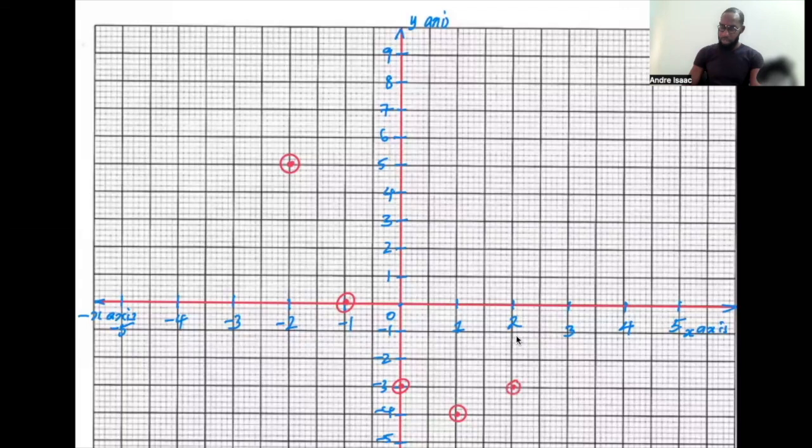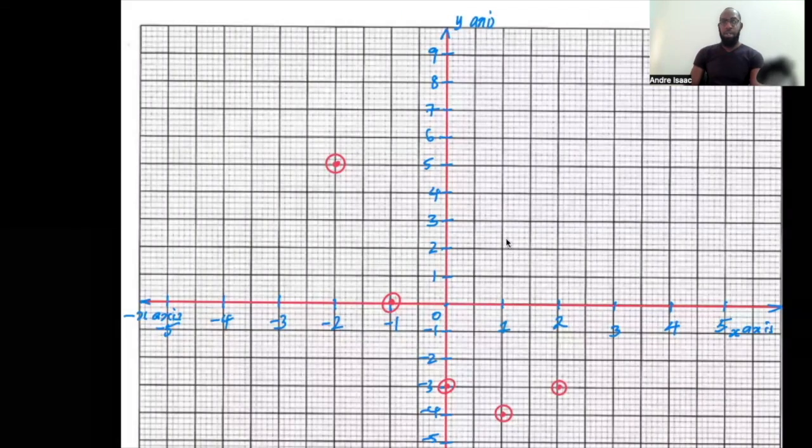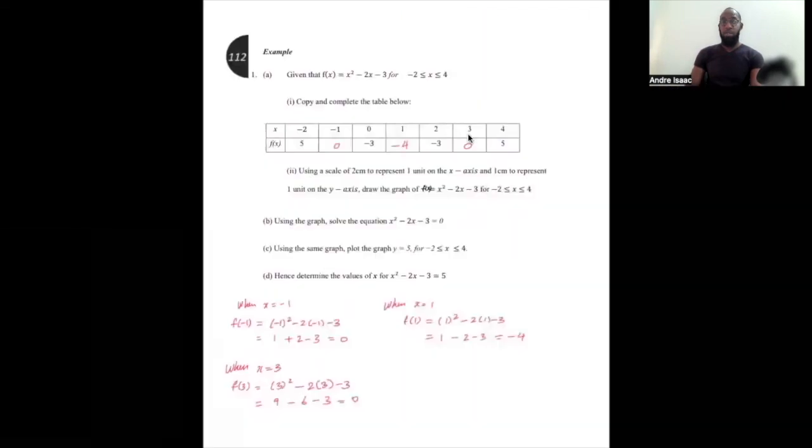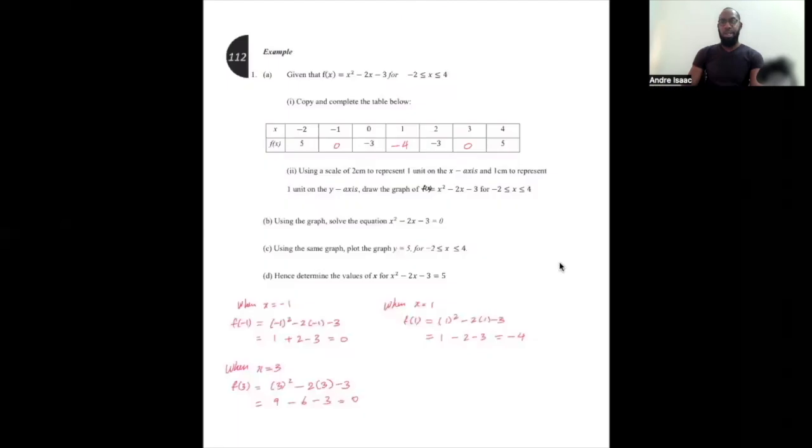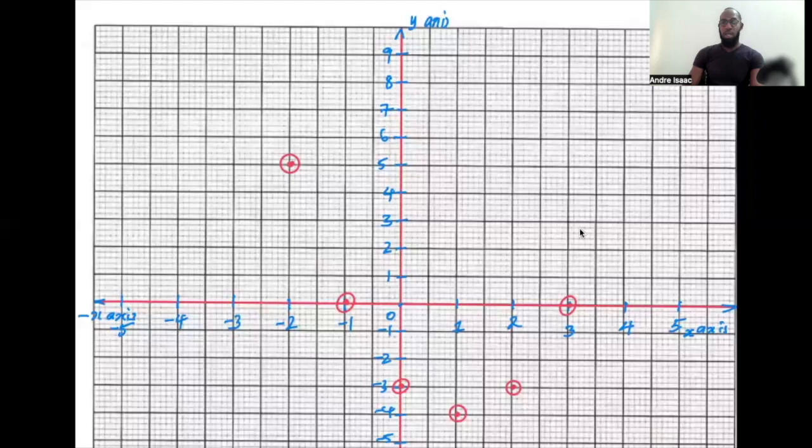You're supposed to have the hang of it by now. 3, 0. So you're looking for 3, and you're not going up or down. 0 is on it. So 3, 0 is right there. Put a circle so you could easily identify your point. 4, 5. So 4, and we're going up to 5. That's right here.